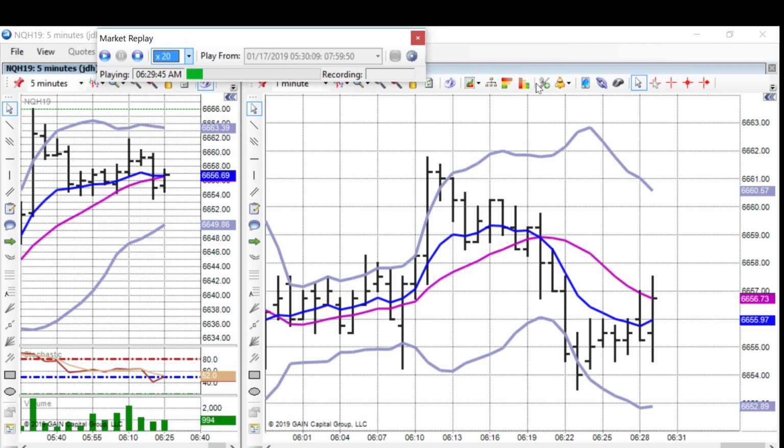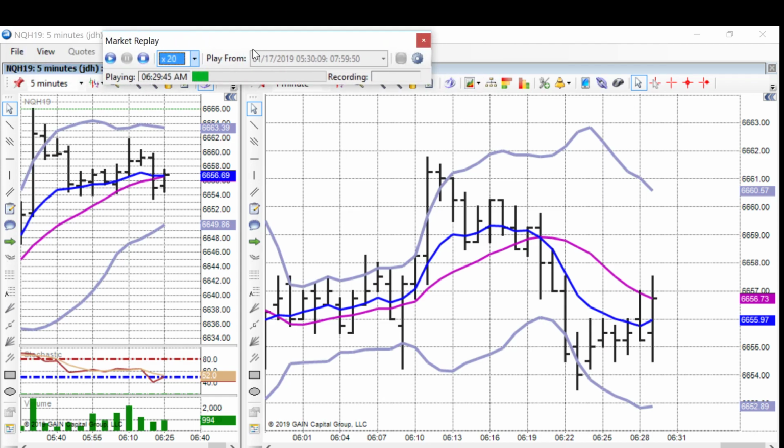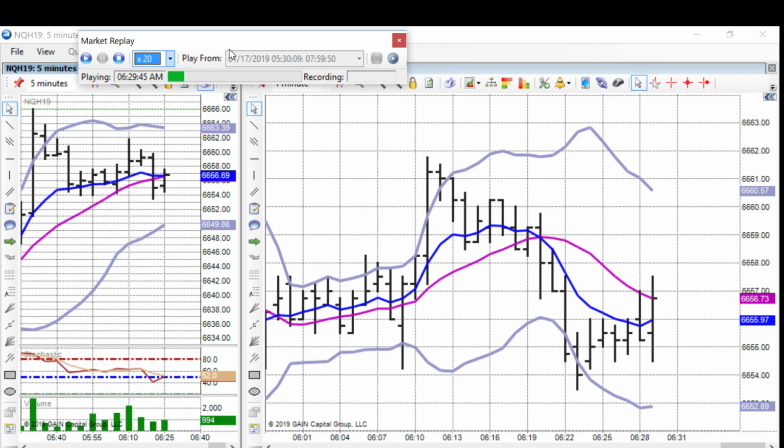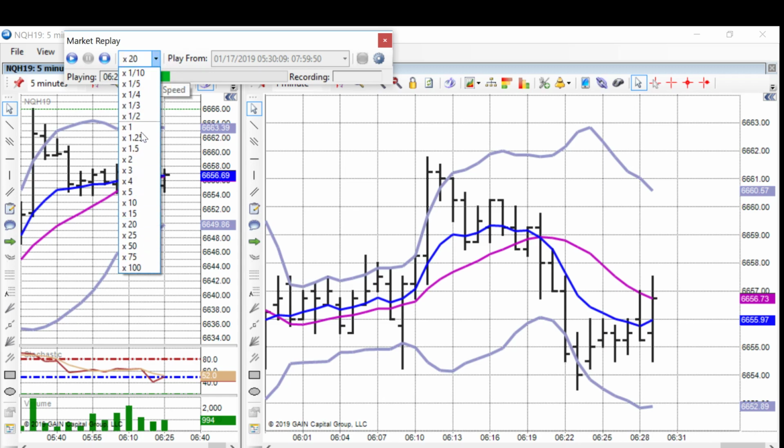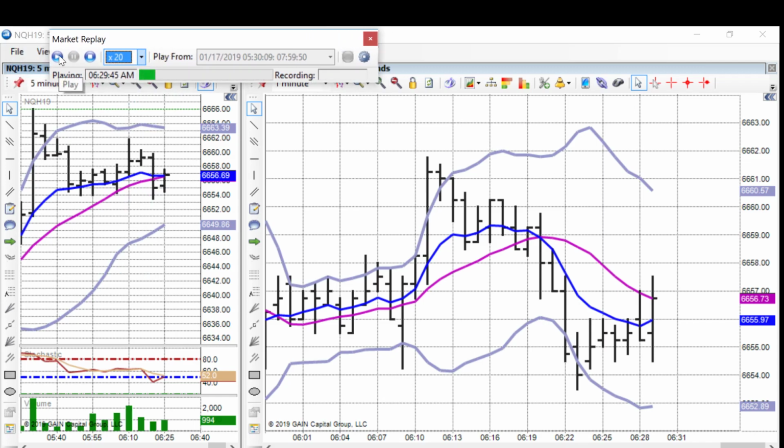Normally I do this with trade mode open, but I haven't found a way to blur out my account number, so I'll just go through the trade as it occurred and show you what I would do. Right here I've got it set up to 20 speed. It actually works best around 1.5, but I'll set it at 20 just to speed up to the areas where I'm looking to place the trade.